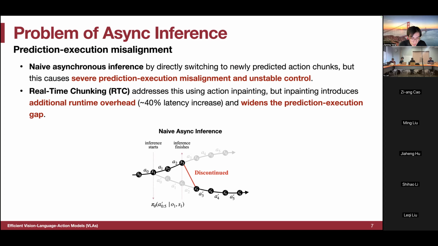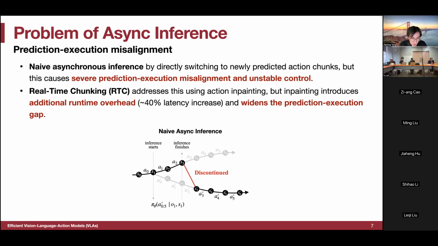For example, in the figure below, the inference starts at S1, and so the actions are predicted for the interval starting from S1, but are executed from S3. And because the robot and the environment keep evolving during S1 to S3, the generated actions cause some action jump or jitter if we directly switch to the new action chunk.